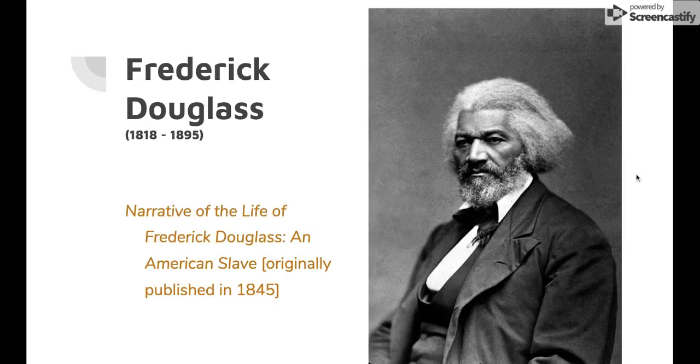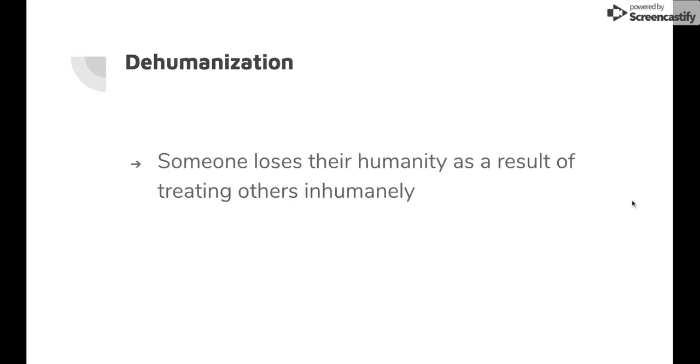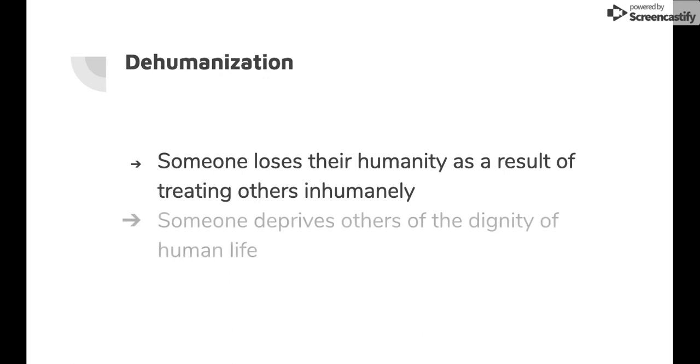For our purposes, we can see that there are probably three ways that dehumanization can be applied. So someone who engages in inhumane acts loses their own humanity. And Frederick Douglass was quite clear in using this term in his narrative, seeing that slaveholders lost their own humanity in the acts that they took. But there's also the way in which the slaveholder would denigrate the slave and deprive the enslaved person of the dignity of human life, to actively dehumanize the enslaved.